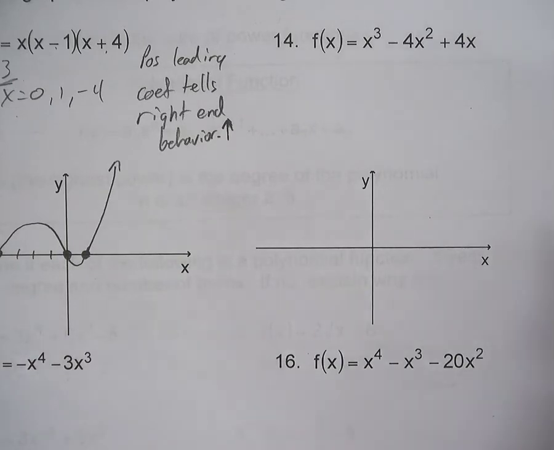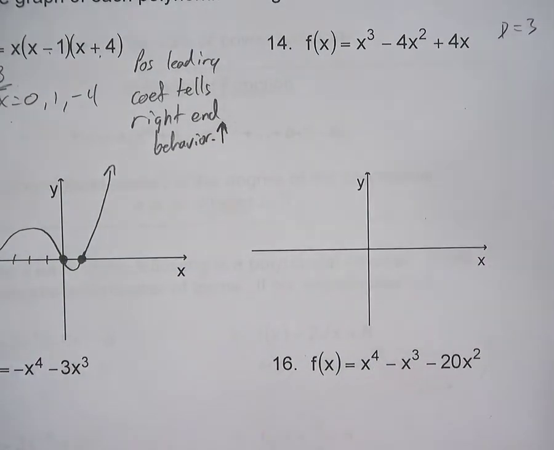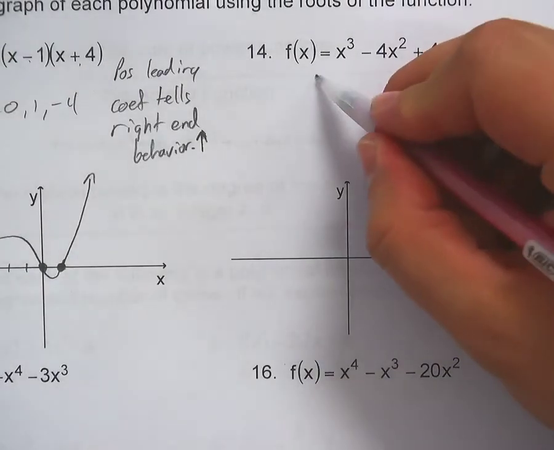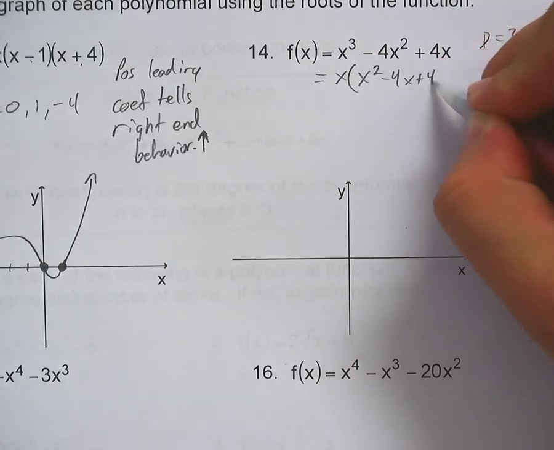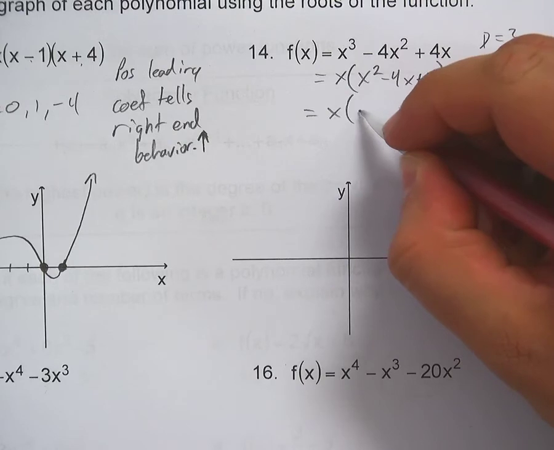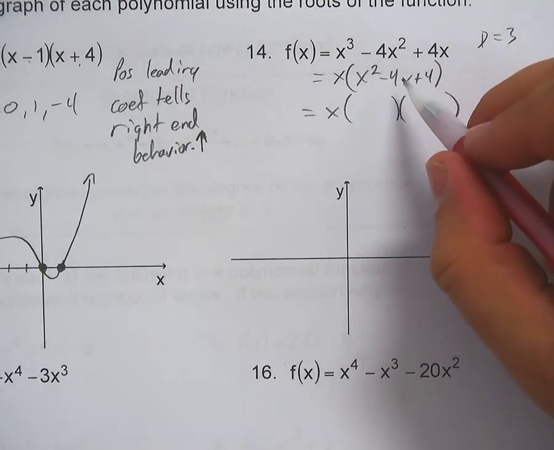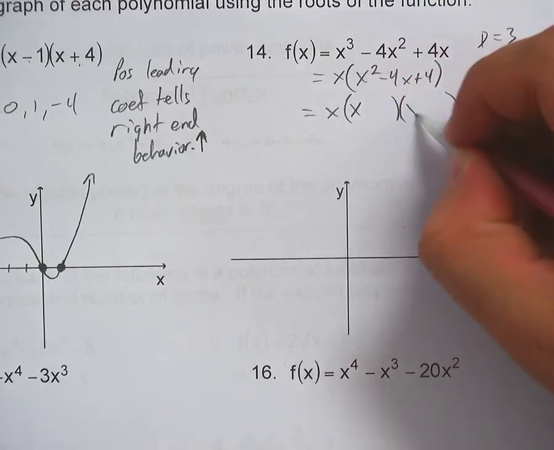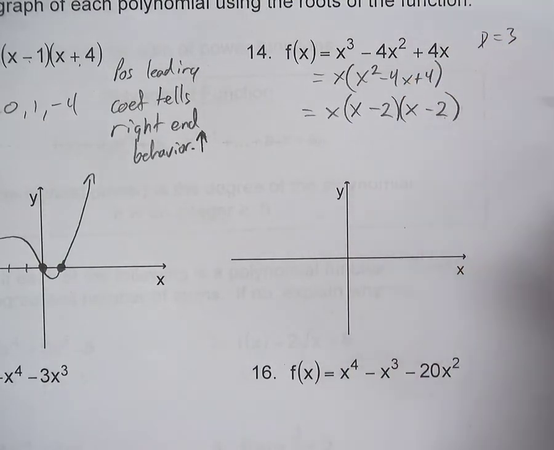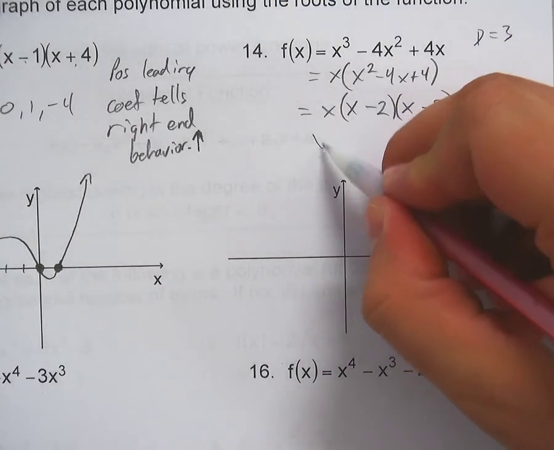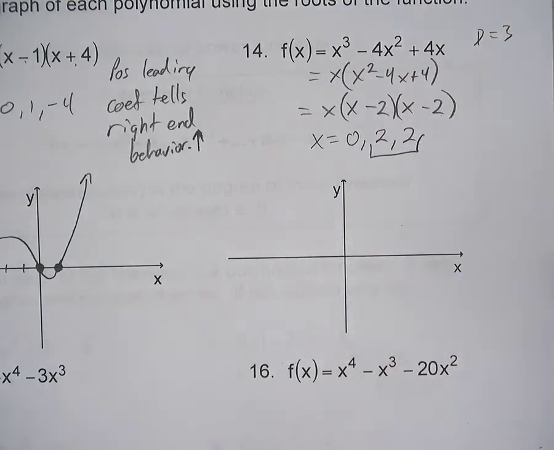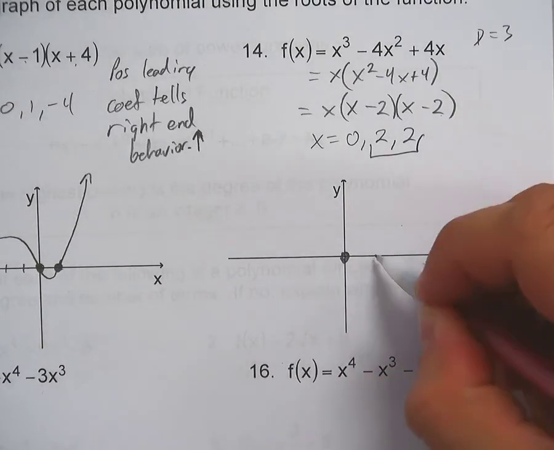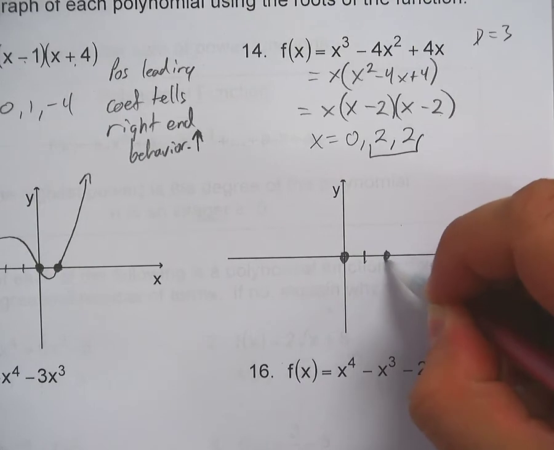Number 14. Well, first we got to do some work to this. It's obviously a degree of 3. But I'm going to need to factor this to find my roots. X squared minus 4x plus 4. I need to factor x squared minus 4x plus 4, which is x negative 2 and x negative 2. So it looks like I've got zeros at 0, 2, and 2. Got a double right here. Alright, so that means that at 0 it's going to cross, and at 2 it's going to bounce.